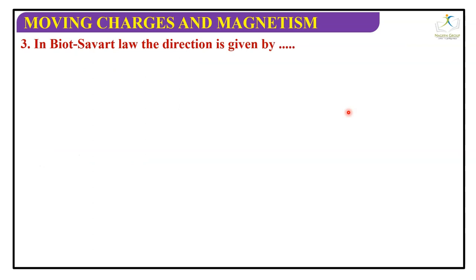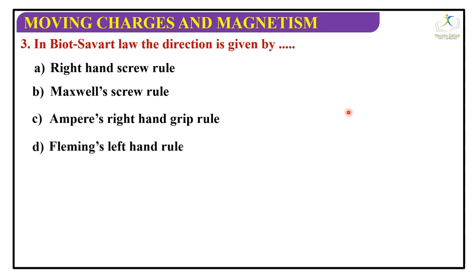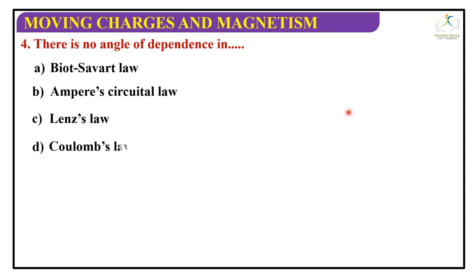Third question: in Biot-Savart law, the direction is given by? Do remember and quickly mark the particular option. The correct answer for this question is option A, right hand screw rule. Next: there is no angle dependence in which particular law? Earlier we saw the similarities and differences of the two. So the correct answer for this question is Coulomb's law.